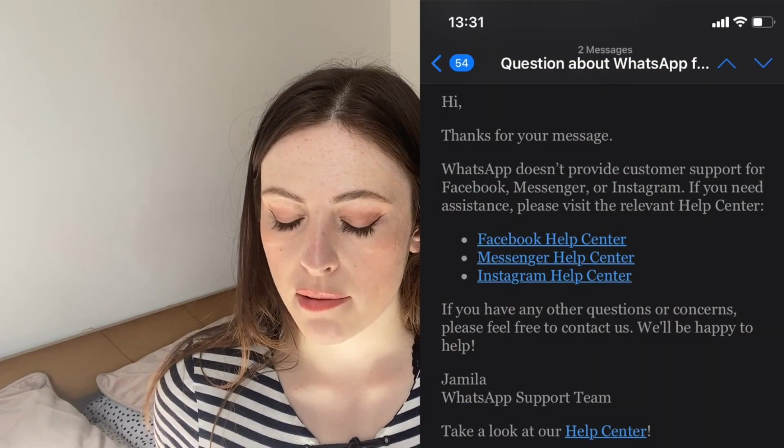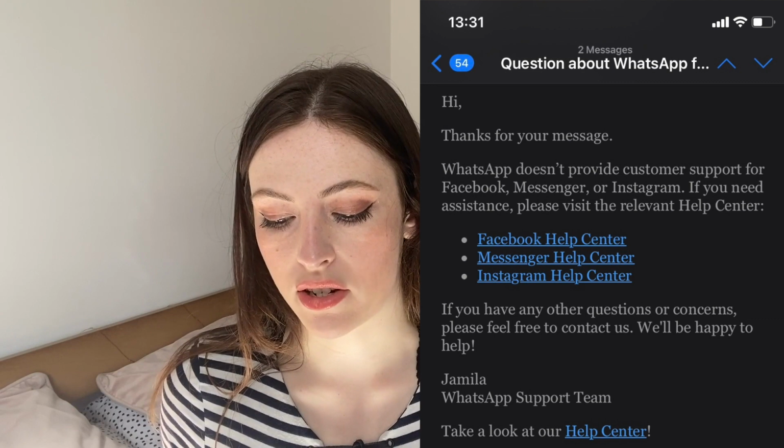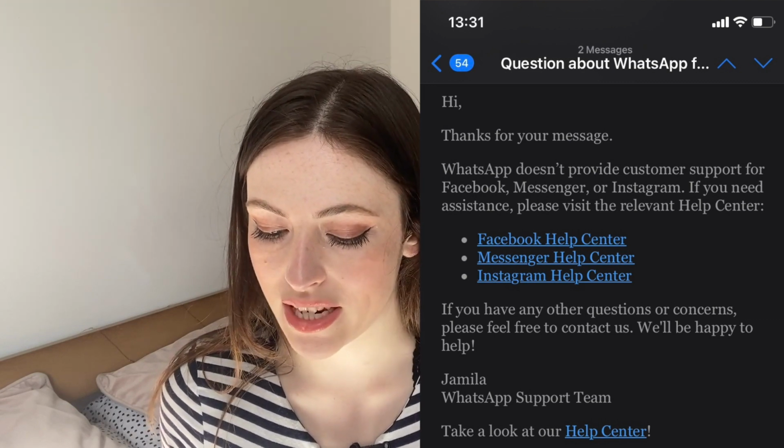So I sent that to WhatsApp and got this reply. Thanks for your message. WhatsApp doesn't provide customer support for Facebook Messenger or Instagram. If you need assistance, please visit the relevant help centre. Yes, the same help centre that was literally no help, that I was trying to send a form on and I couldn't even send a form because it was trying to get me to log back into my account to prove it was me. Who designed this setup?